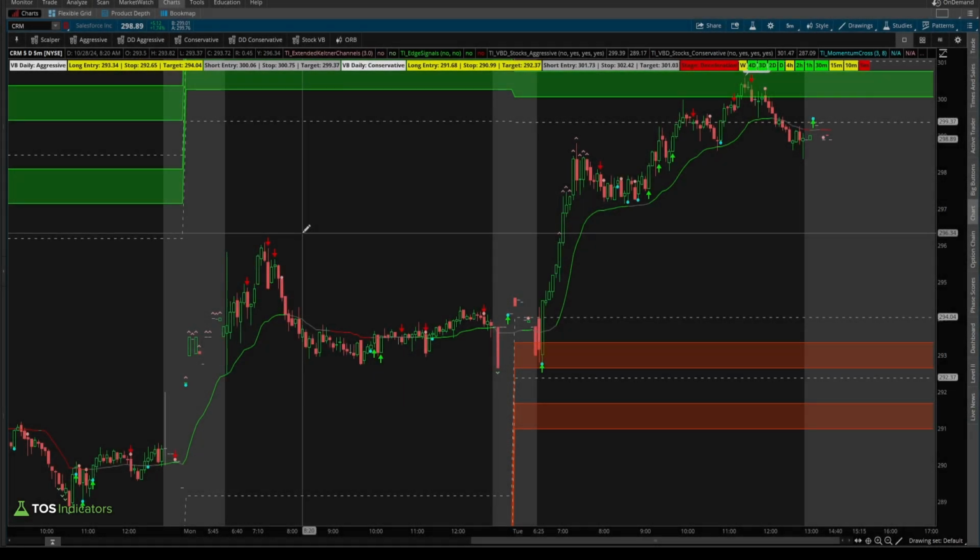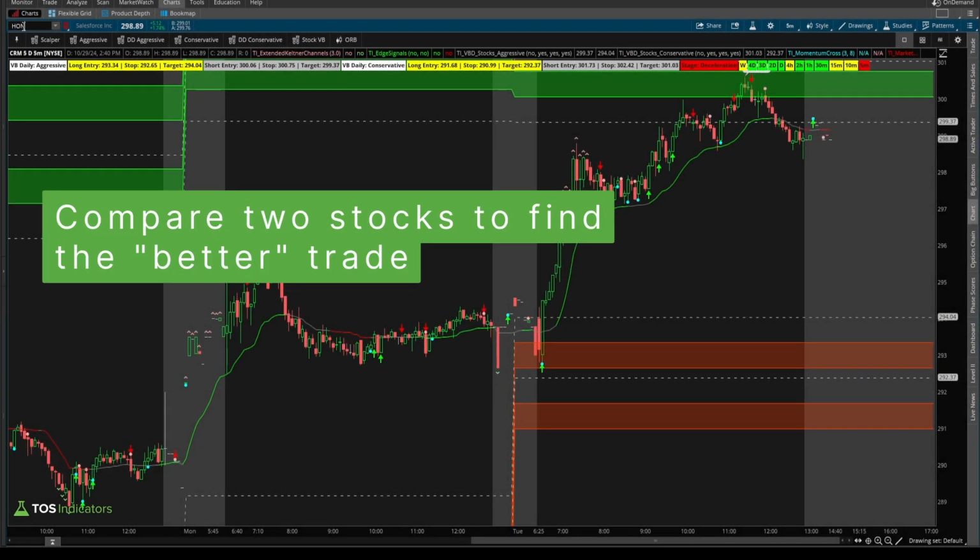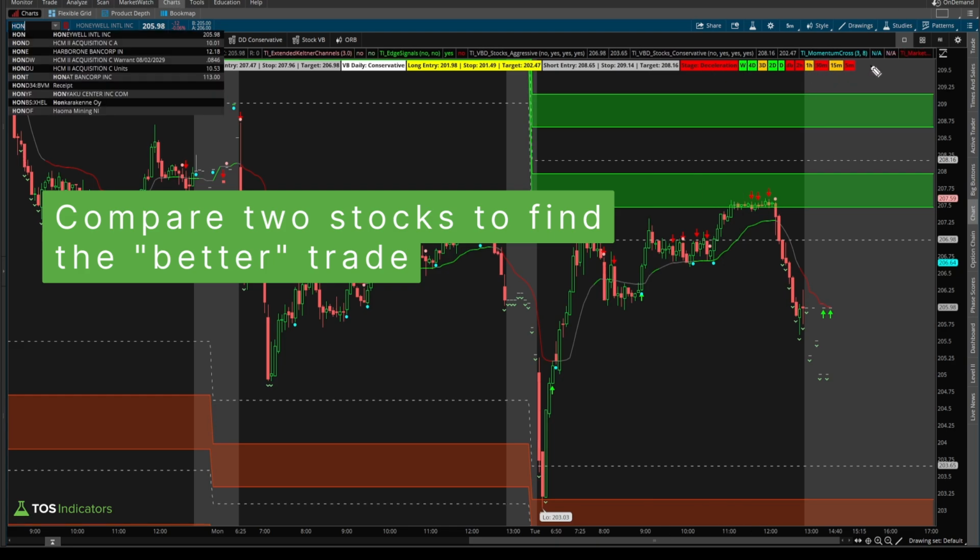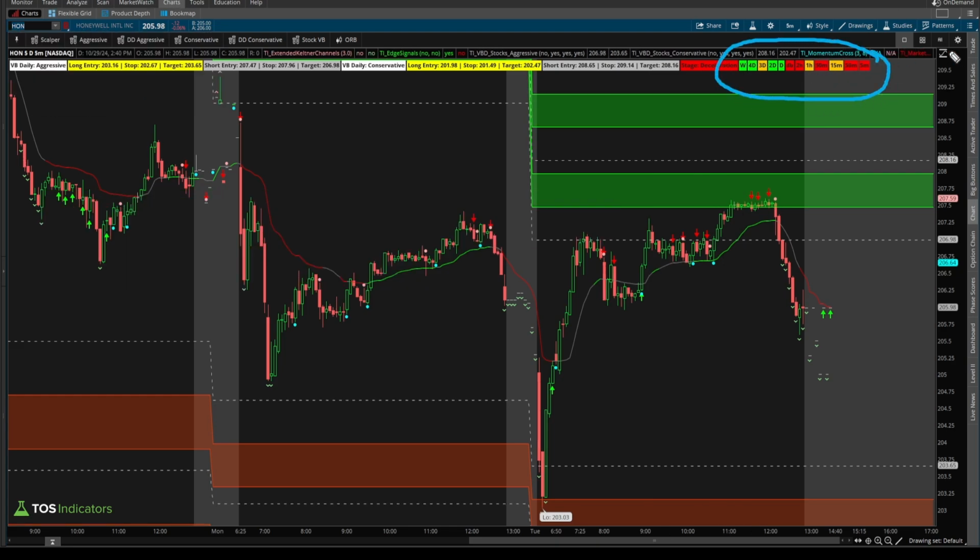In today's video, we're going to compare and contrast two trades, and I'll show you one simple tool which allows you to determine which of the two trades is better for your particular trade scenario.